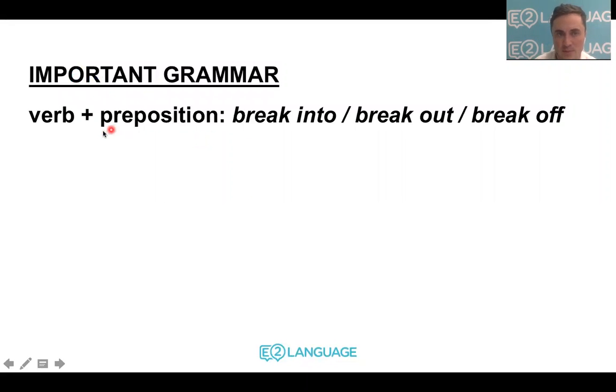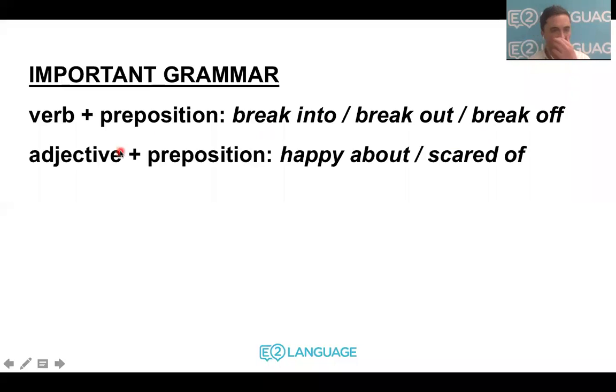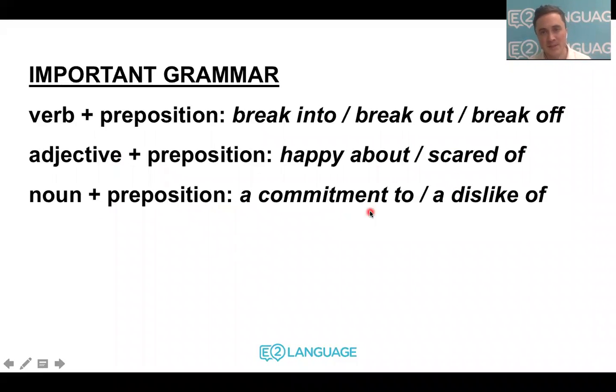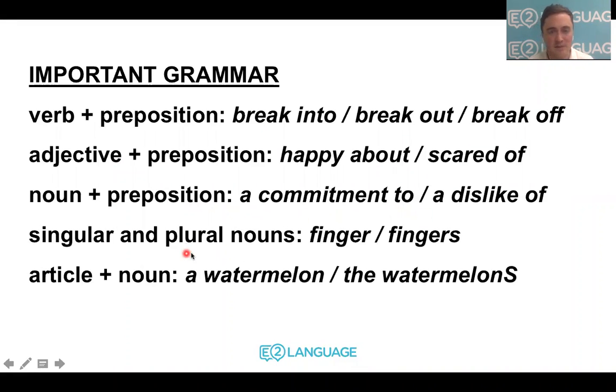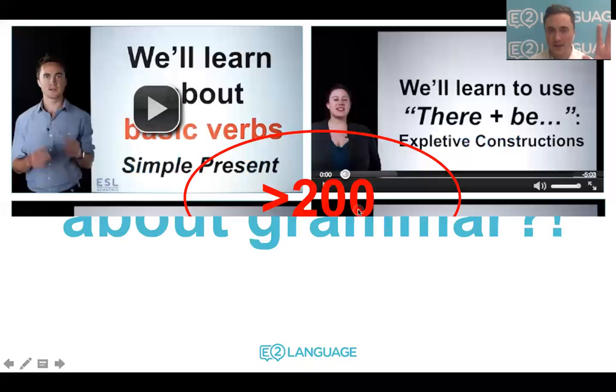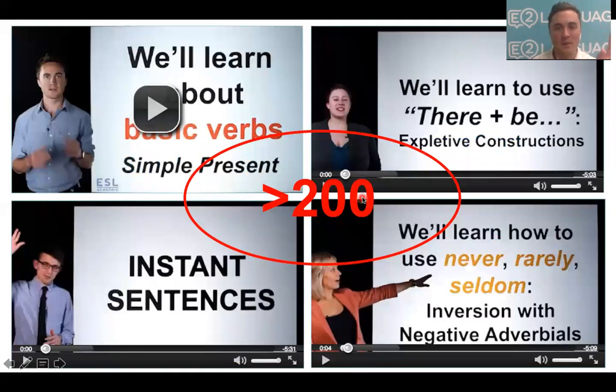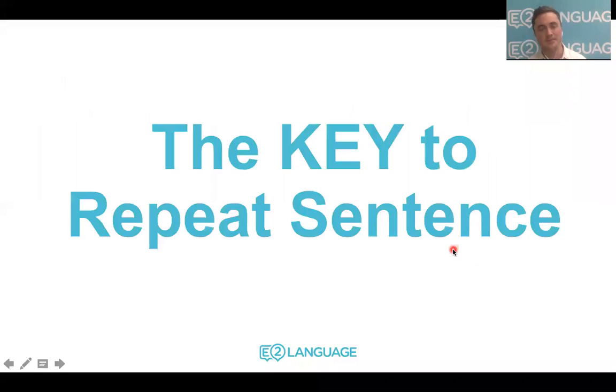Various important grammar to remember: verb preposition, like break into, break out, break off. Adjective preposition, happy about, scared of. Noun preposition, a commitment to, a dislike of, and so on. I won't bother giving you a grammar lesson because on e2language.com we have over 200, everything from simple present verbs to sentences to more complex stuff here, okay?